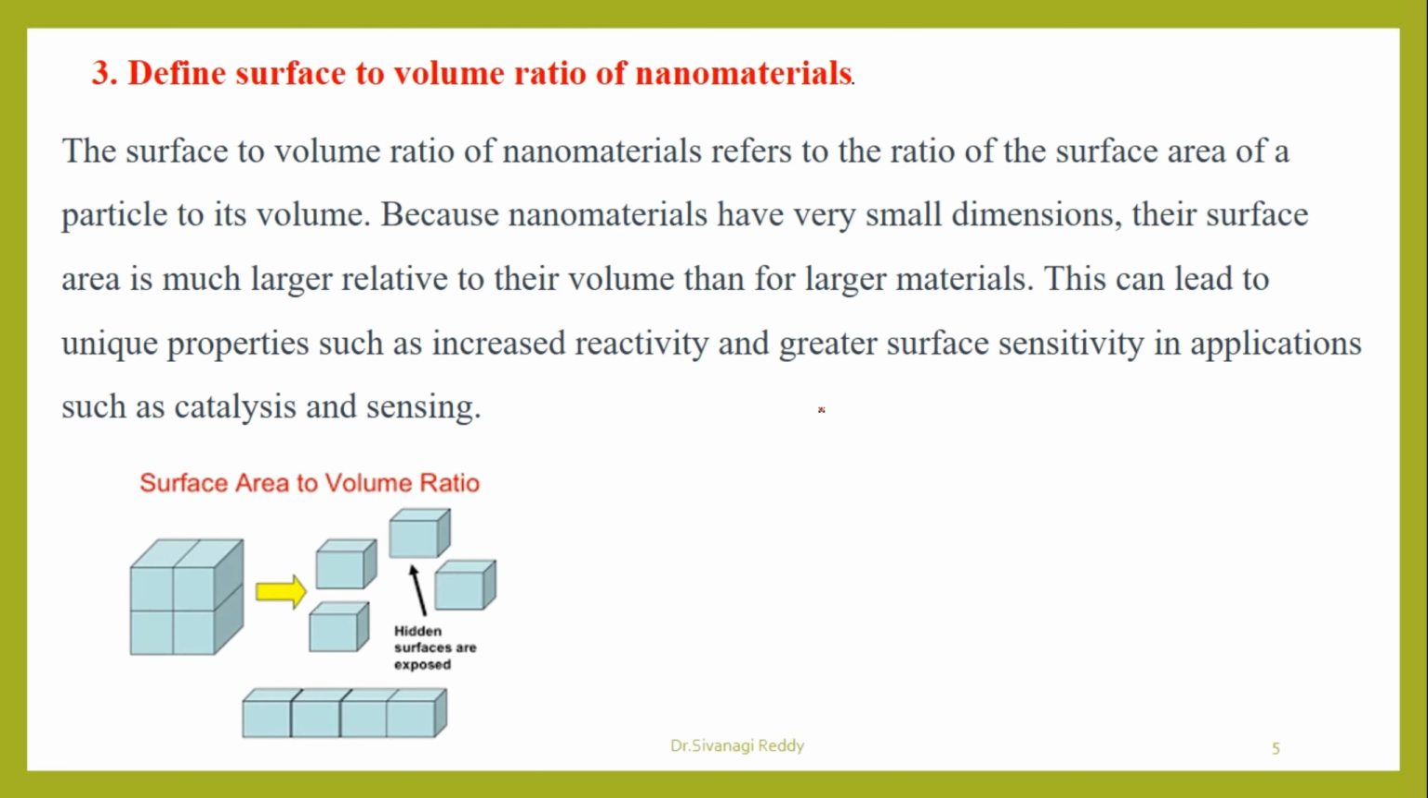Then, next one is the surface to volume ratio of nanomaterials. This is another crucial one. Whenever the surface to volume ratio increases, it automatically increases the reactivity and surface sensitivity in applications like catalysis and sensing. When we take a bulk material, its surface area is fixed. When we make it into small parts, the hidden surface is also exposed to the surroundings, so the reactivity of the material goes on increasing.